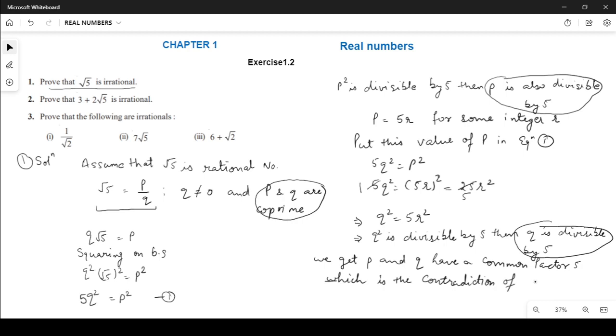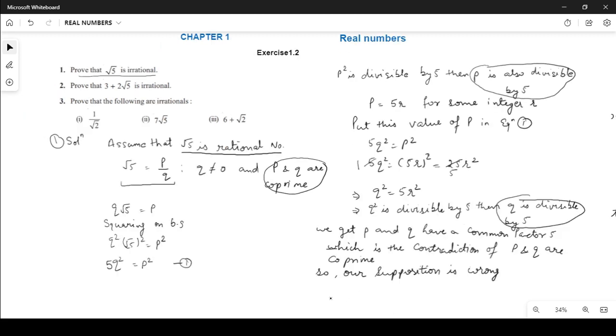Of p and q are coprime. So our supposition is wrong. But we have supposed here, we suppose in the starting under root 5 is a rational number. Hence, under root 5 is an irrational number.